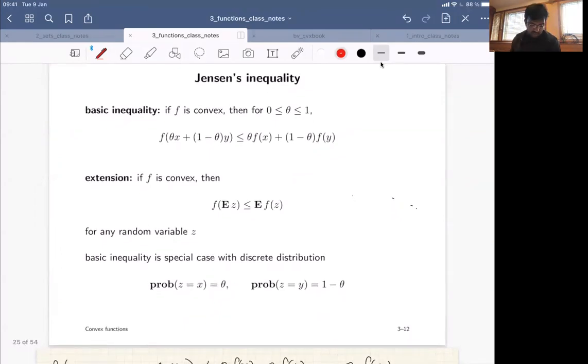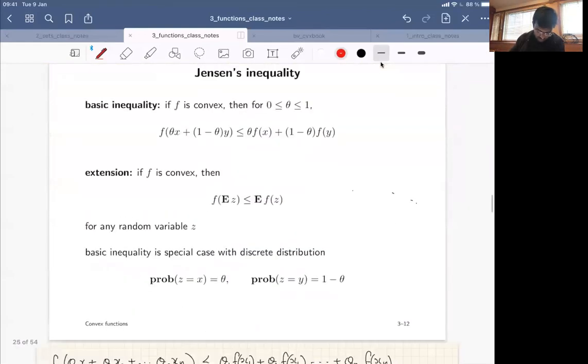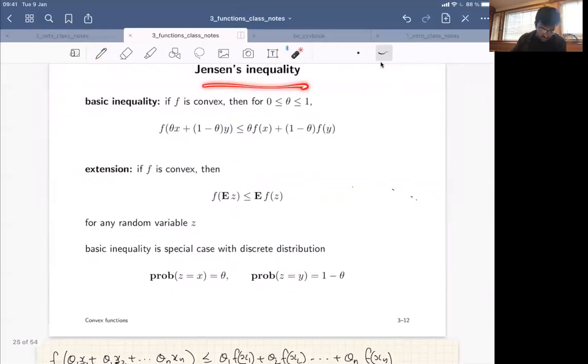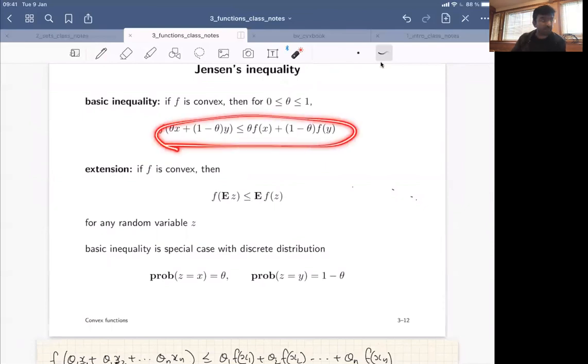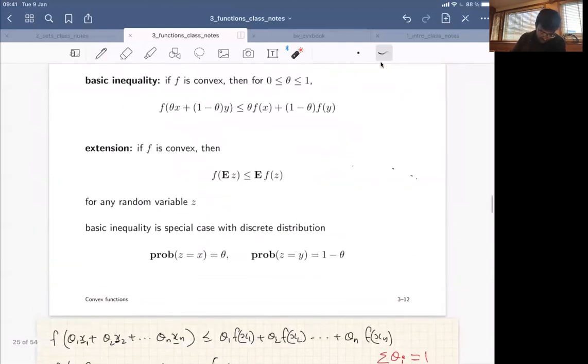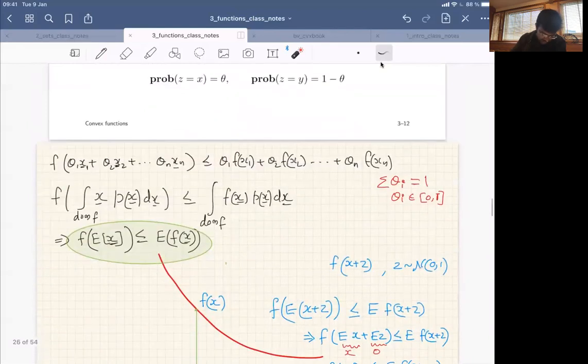So next is Jensen's inequality. So this is a new concept, a new topic, Jensen's inequality. So we start from the basic definition of convexity. This is the basic definition of convexity, right? But here, what we saw is that we have two points x and y. But let's take a case of many points, n points. So the definition of convexity we can still form, right?